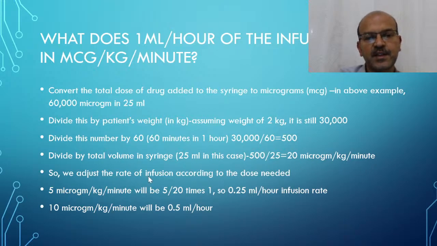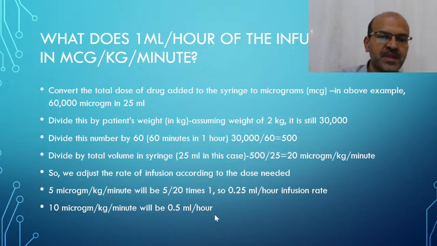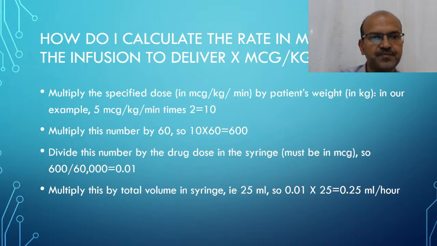So we adjust the rate of infusion according to the dose you need. If we need 5 microgram per kilogram per minute, it is 1/4 of the 20 microgram, so it will be 0.25 ml per hour infusion rate to reach that. If you need 10 microgram, it will be double of that, so 0.5 ml per hour. And if you need 20 microgram, it's 1 ml per hour. So this is how you calculate the rate of infusion once you know the strength of the solution.